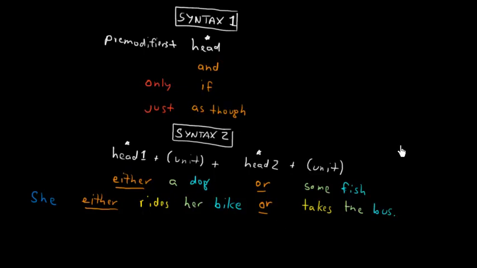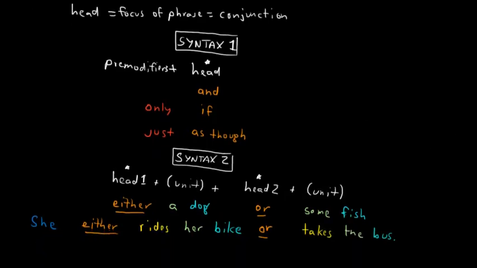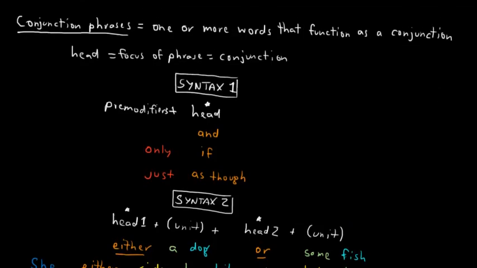Okay, so those are the two syntaxes for the conjunction phrase. And again, one or more words that function as a conjunction, used to glue different parts of different grammatical units together. And we have the two syntaxes. We have either an optional pre-modifier plus a head, or we have head 1, head 2 with some equal units of grammar in between and after them. Okay, with that I will stop. I'll move it back to the top here and go make another video.